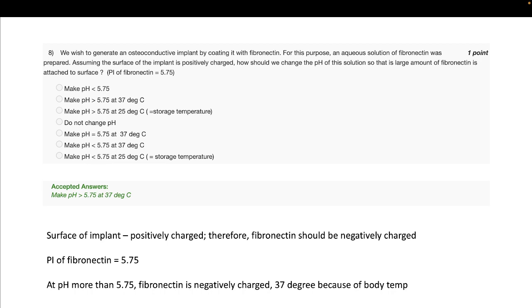More of it is in a dissociated form. It's like an ionic form, and H plus has been dissociated from it, deprotonated. That's why it will be negatively charged. So the right option is you make the pH higher than the pI at 37 degrees Celsius. That's when the interaction of fibronectin to the surface will be the strongest. Is it clear?